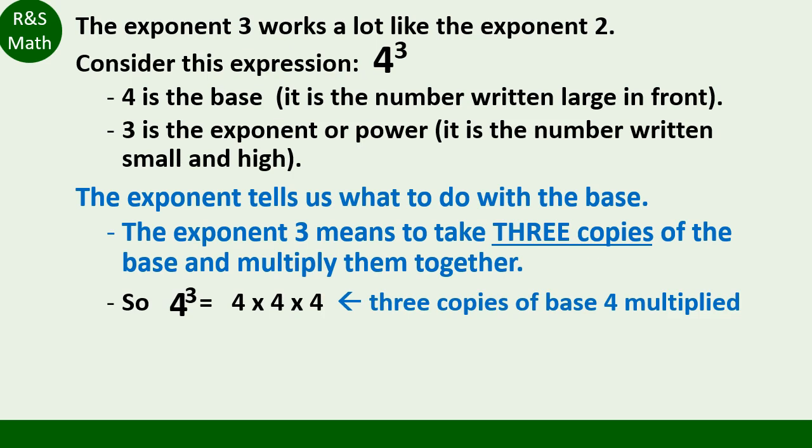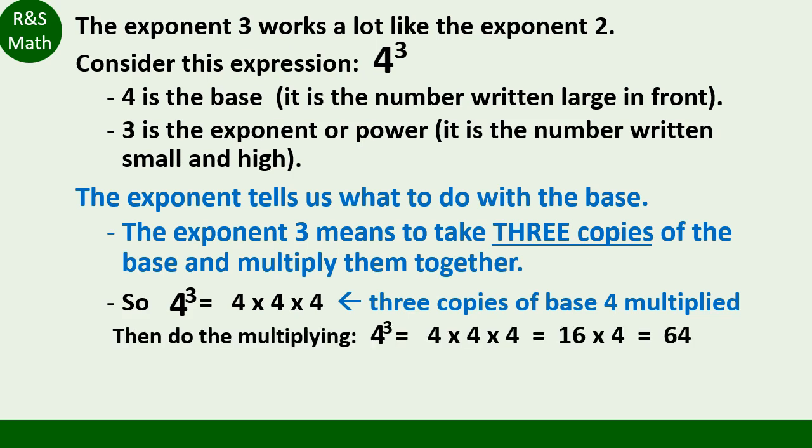So 4 to the third power equals 4 times 4 times 4. You can see there are 3 copies of the base 4 multiplied. Then do the multiplying. 4 times 4 is 16, so then we multiply that by the third 4 and get 64. So in the end, 4 to the third power equals 64.